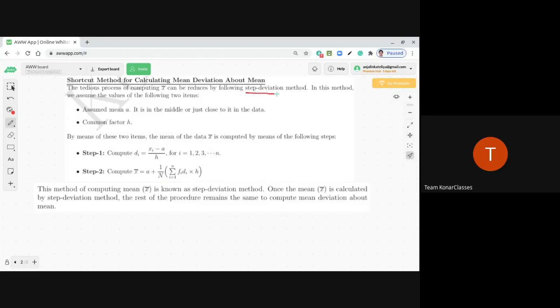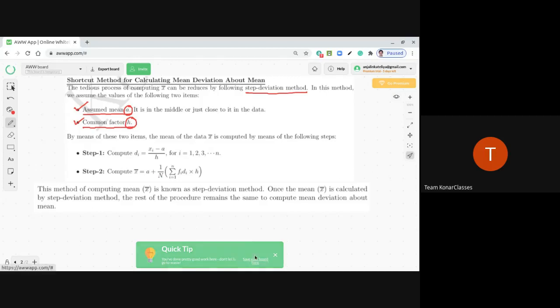Okay, what is that method? Let us find it out. In this method, we assume the values of the following two items. The first one is the assumed mean, which we denote by A. The assumed mean A is the middle value or just close to it in the data. Whatever the given data set is, it is just a middle value or close to it. And the second one is the common factor, that is h. So there are two assumed values: one is A, the assumed mean, and another is h, the common factor.